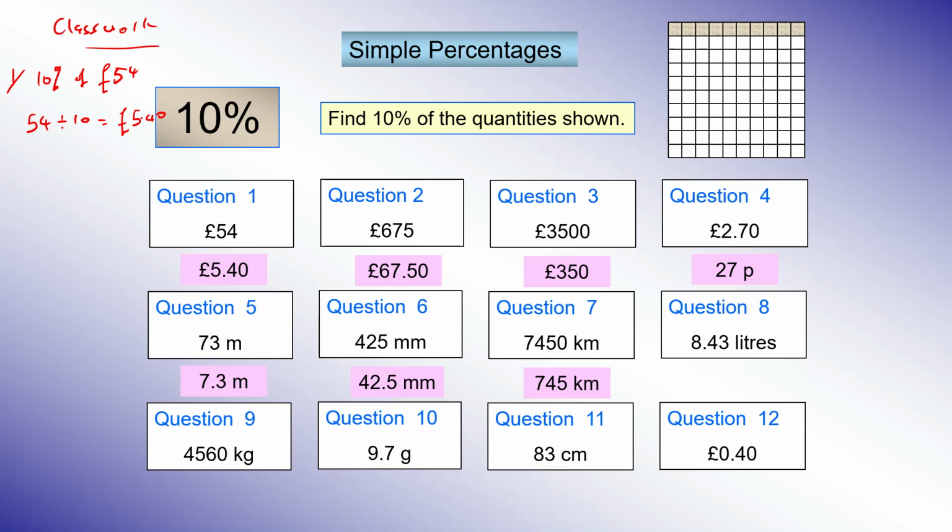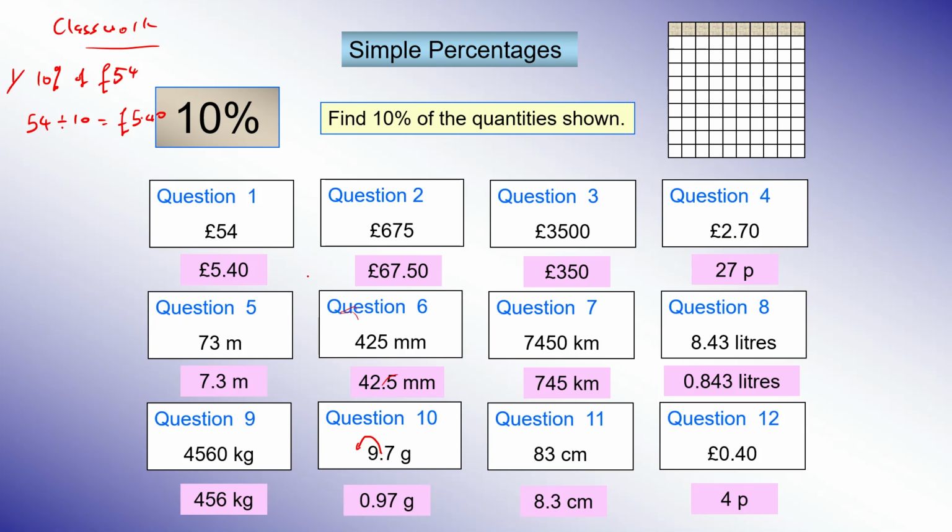Question 8 is going to be a strange one. It's 0.843 liters. Question 9, 456 kilograms. Question 10. Remember, we've got the decimal point is here. So if we're dividing by 10, it moves one place to the left. So you get 0.97 grams. Question 11, 8.3 centimeters. And then question 4, it gives you 0.04 pounds or 4 pence.